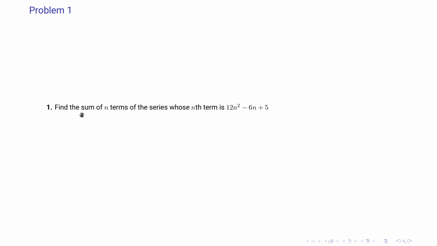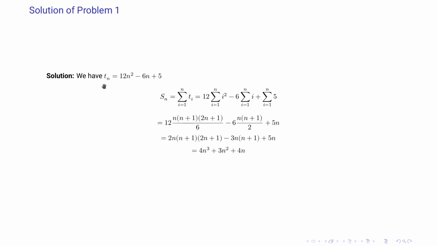Problem number 1 says: find the sum of n terms of the series whose nth term is 12n square minus 6n plus 5. So we have this nth term given. Now Sn, which is the sum up to n terms, is equal to sigma i equals 1 to n of Ti. Now Ti is 12 i square minus 6i plus 5. 12 is a constant, so it can be taken out of the sigma, and 6 is also taken out. We substitute the values for sigma i square, sigma i, and sigma 5, using the formulas which we know. So by solving this, we obtain the desired value as 4n cubed plus 3n square plus 4n.